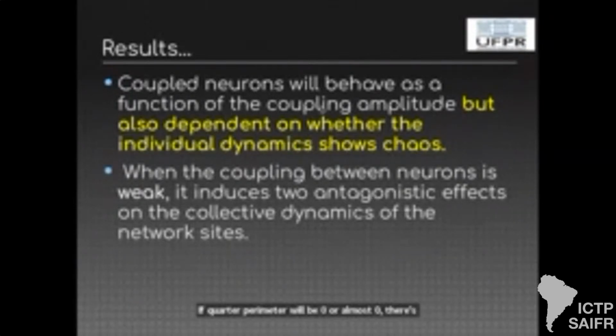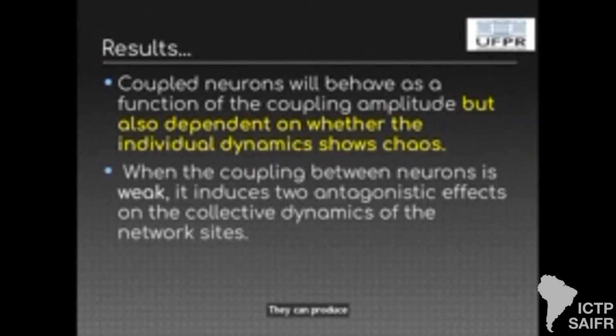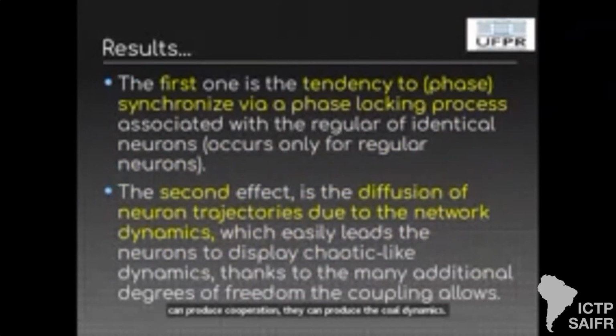So coupled neurons will behave as a function of the coupling. Yes, they have this influence, but it also depends on whether the individual dynamics show chaos or not. When the coupling between neurons is weak, the coupling induces two very distinct effects. They can produce cooperation, a collective dynamics, but they can also produce another effect, which is diffusion.